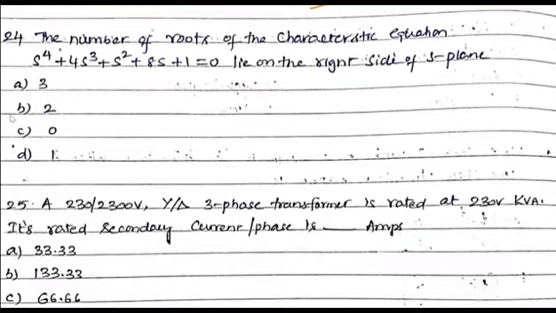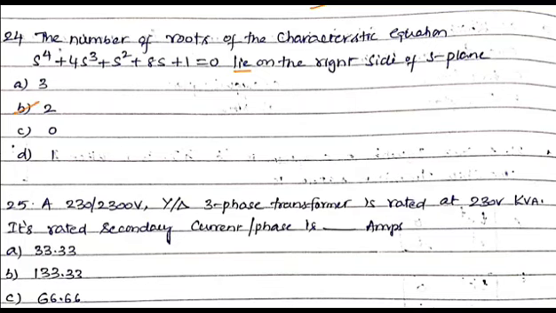Next question here, the number of roots of the characteristic equation s power 4 plus 4s cube plus s square plus 8s plus 1 that lie on the right side of the s plane. I'll repeat the question: the number of roots of the characteristic equation s power 4 plus 4s cube plus s square plus 8s plus 1 that lie on the right side of the s plane here. Okay, so in the RH criterion, how many sign changes are you finding in the first column? So here the answer will be 2.